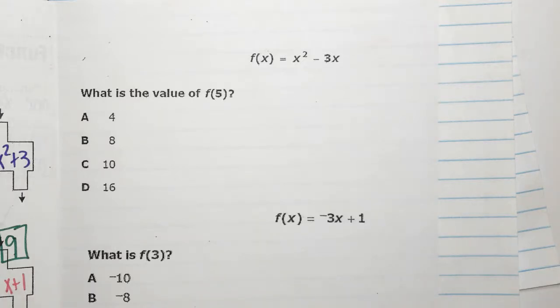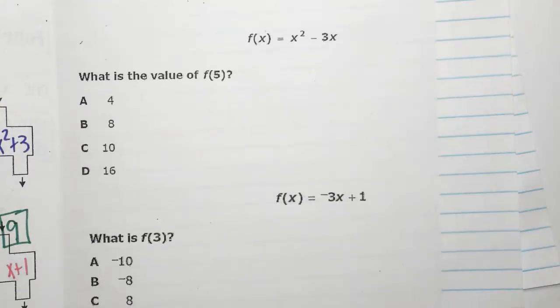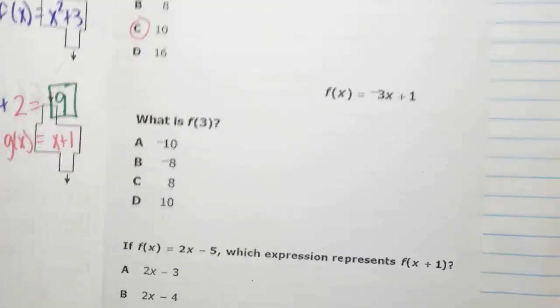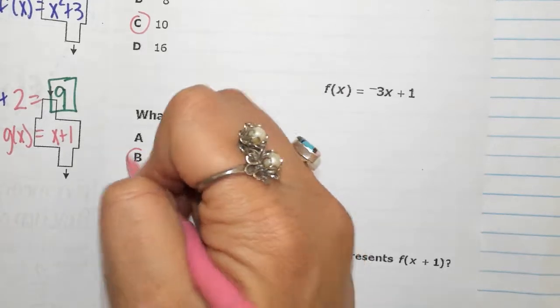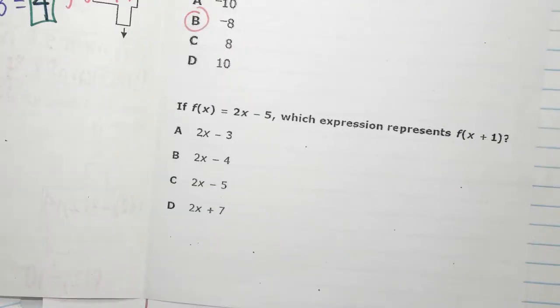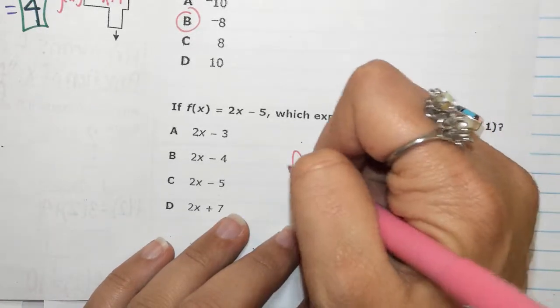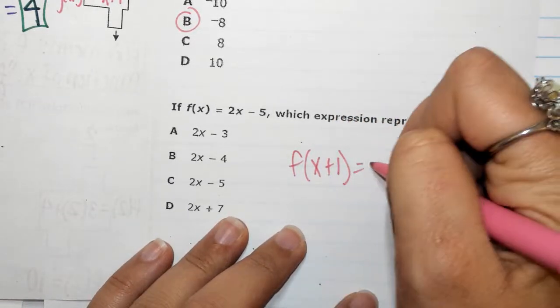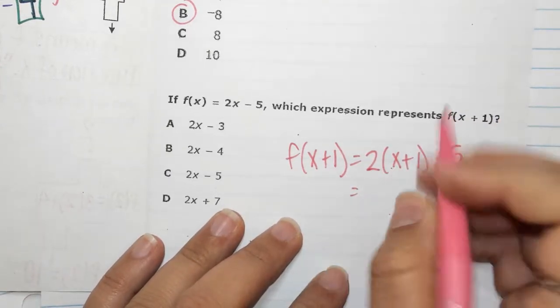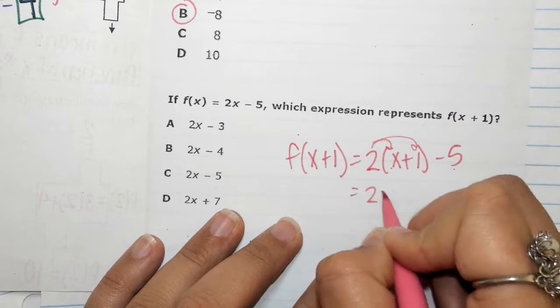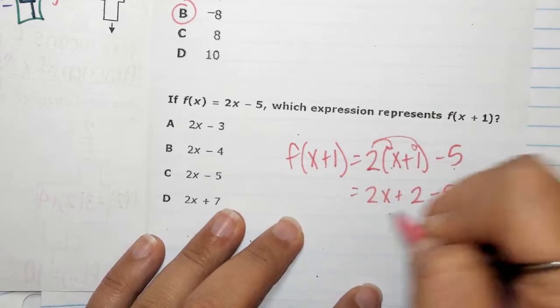What did we get for the first one? C. Good. What about for the second one? Are y'all saying B as in boy? Okay. And the last one? You guess? How did you guess? Because you're lazy? Okay. Can't be lazy in pre-AP. So you should do 2 times x plus 1 minus 5, correct? Okay. What's 2 times x? And 2 times 1? And then 2 minus 5?